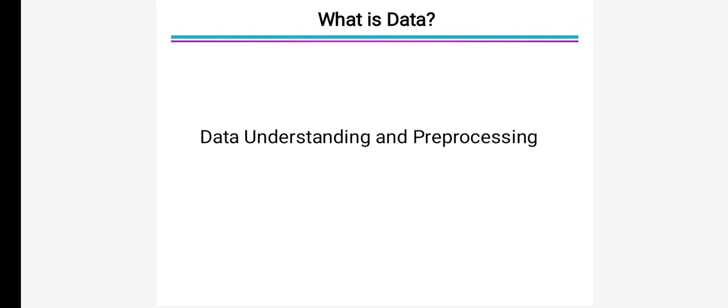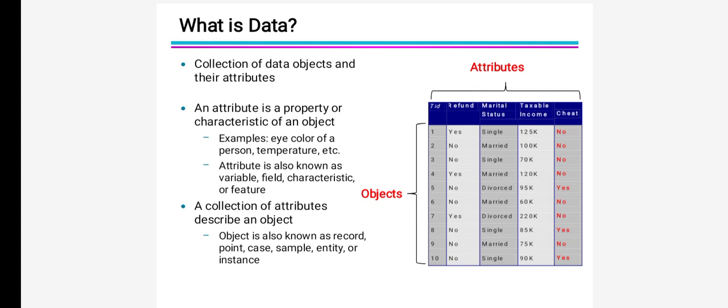What is data? Data understanding and processing. Now we shall discuss the data in detail. Data is a collection of data objects and their attributes. An attribute is a property or characteristic of an object. Examples: eye color of a person, temperature, etc. An attribute is also known as a variable, field, characteristic, or feature. A collection of attributes describes an object. An object is also known as a record, point, case, sample, entity, or instance.